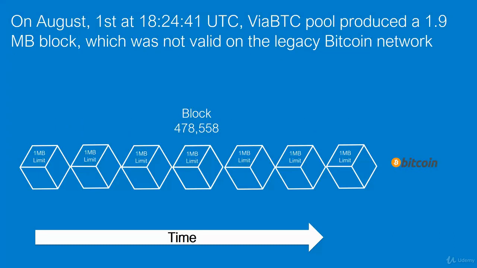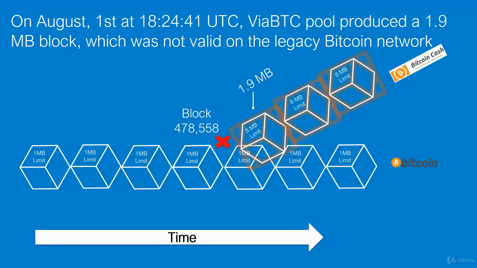On August 1st, there was a new type of block that was created, a 1.9 megabyte block. And that's because ViaBTC, the pool, was already running the Bitcoin Cash protocol. This caused a split because the Bitcoin Cash protocol actually allowed for 8 megabyte blocks, while the rest of the Bitcoin protocol did not allow for the 8 megabyte blocks. This caused a split in the blockchain. The ones that would subscribe to the 8 megabyte block, that's what created Bitcoin Cash, and the ones that were still at the 1 megabyte limit continued on the Bitcoin blockchain.